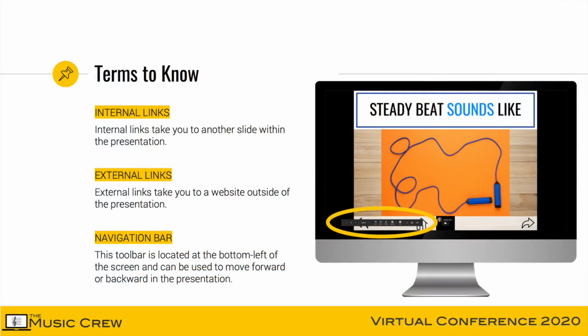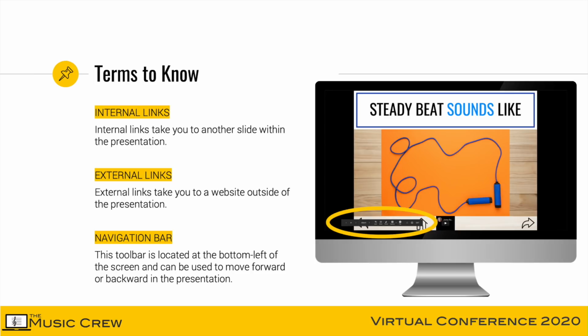So now that you've seen how to do this, let's talk about when you would want to do forced presentation mode versus forced presentation mode without the navigation bar. So you will want to do forced presentation mode without the navigation bar if you're using a lot of internal links. So internal links are the ones that take you to another slide that are within the presentation. So for example, in the Musical Mansion, students would click on an arrow and go to another room in the mansion, but that's still all within the presentation.